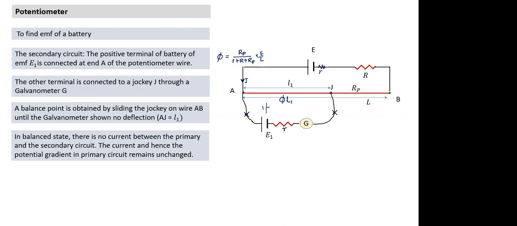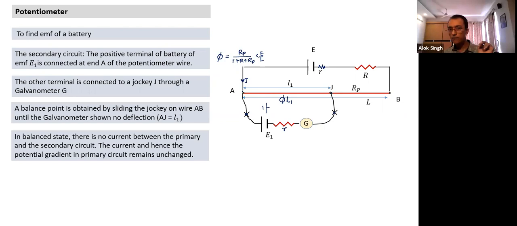So when does current not flow? Whichever two points I connect in the secondary circuit and the primary circuit, the potential difference between these two points, this point being higher, must be the same as the potential difference between these two points, this being higher. Then only will the current not flow. That's the condition for current not to flow.